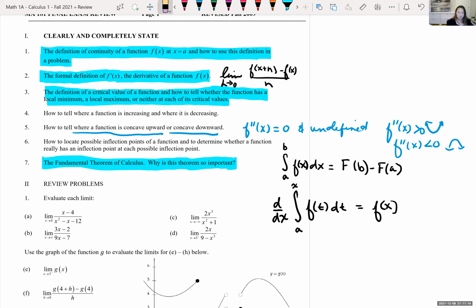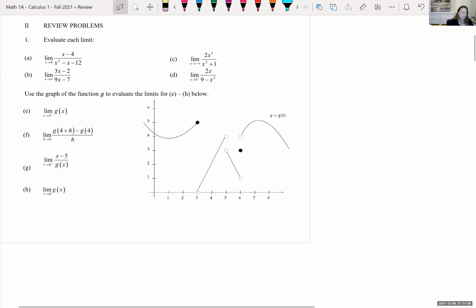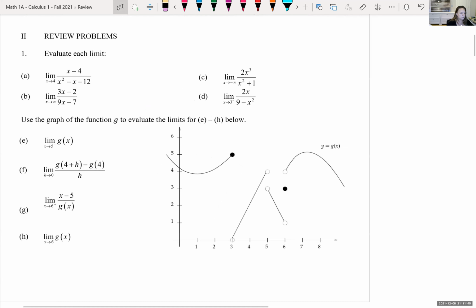Okay, so you should be able to look at limits and solve those algebraically, and you should be able to look at a graph and evaluate limits from a graph. So let me just pull this up real quick. Take a second and look at those and make sure that you would be able to do those types of problems.